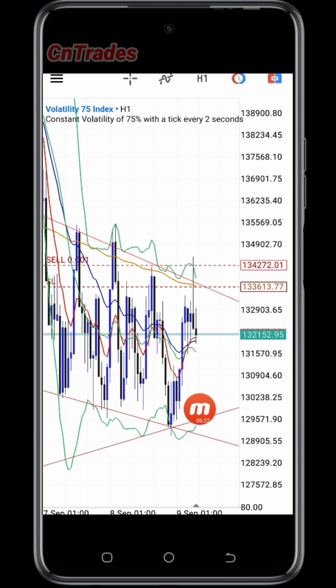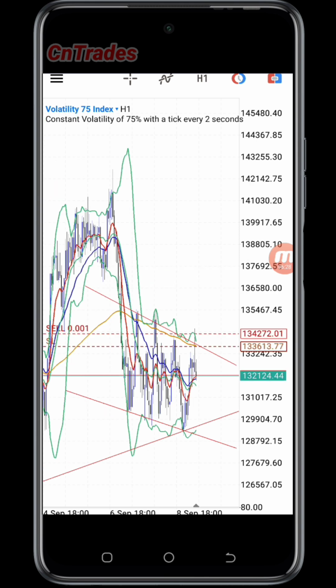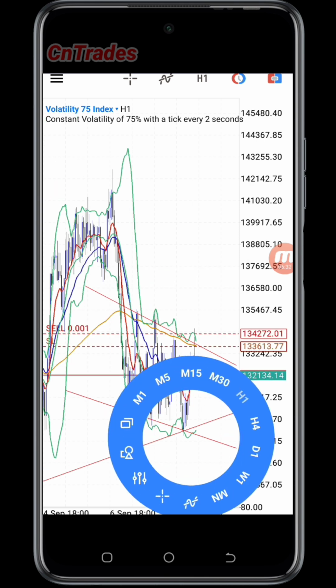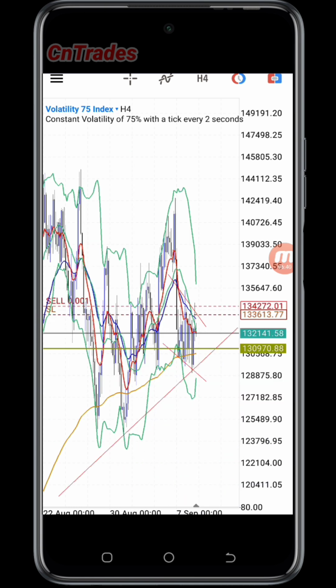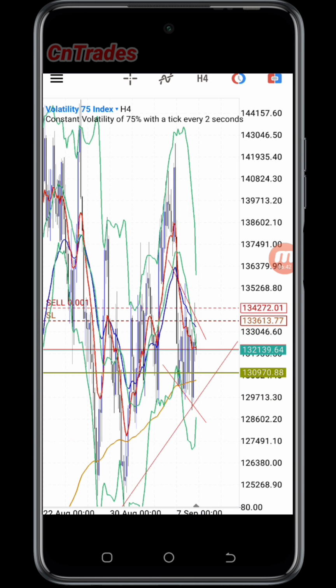It's going to be somewhere around 130,238.25. That's going to be my take profit, and I'm going to hang on until price gets to that place. Now if I place my horizontal line there and move over to the 4 hours time frame, you will see that it is just shortly before the yellow moving average.